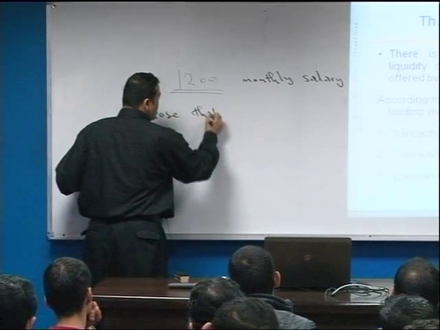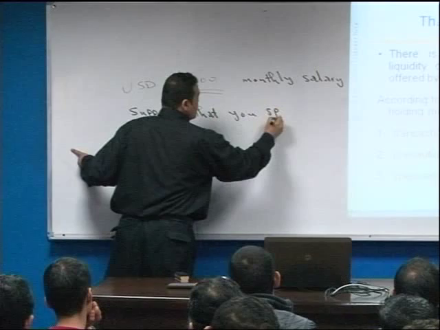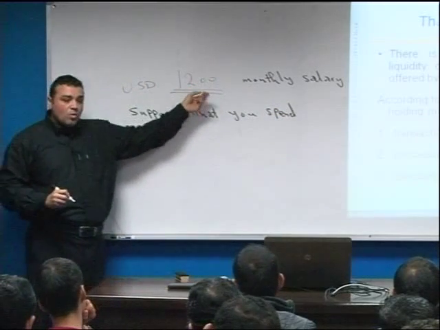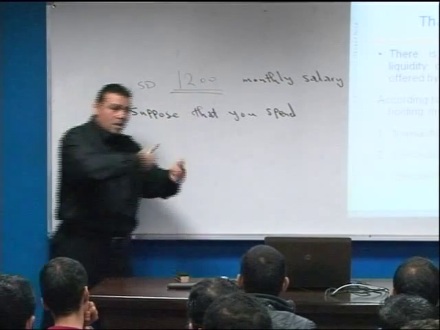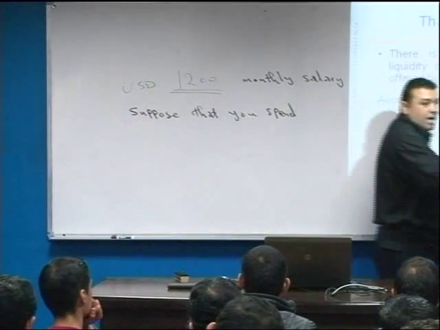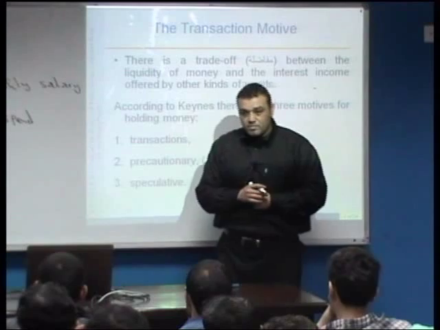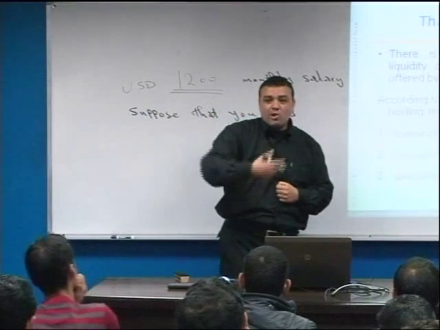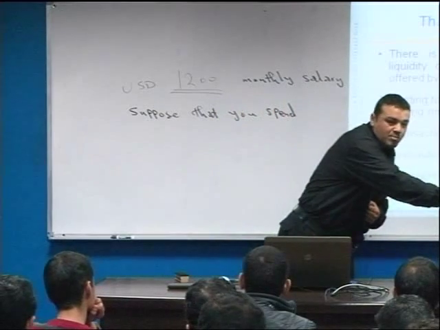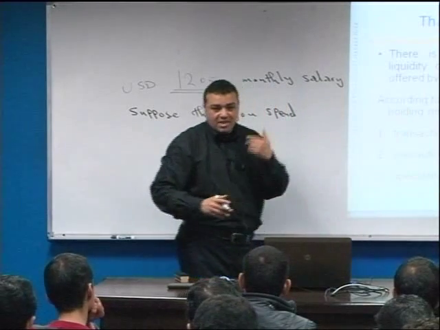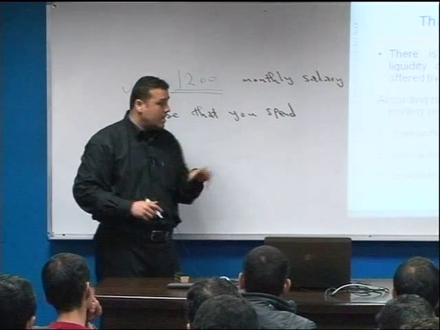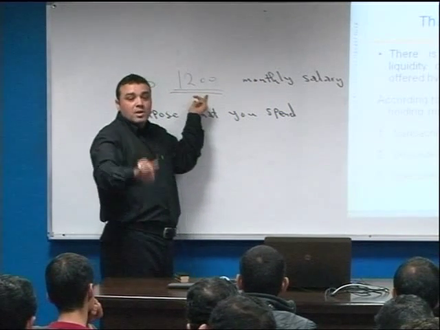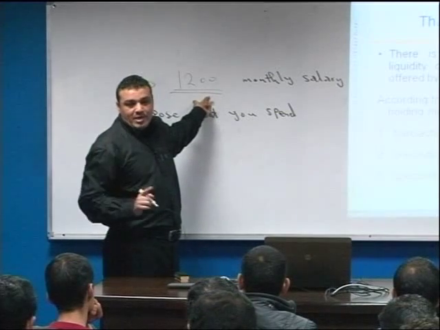And suppose that you spend this amount every day by the same share, in equal shares. You spend something equal every day from this income. We assume this, according to the theory, that the $1,200 you spend every day in equal payments.